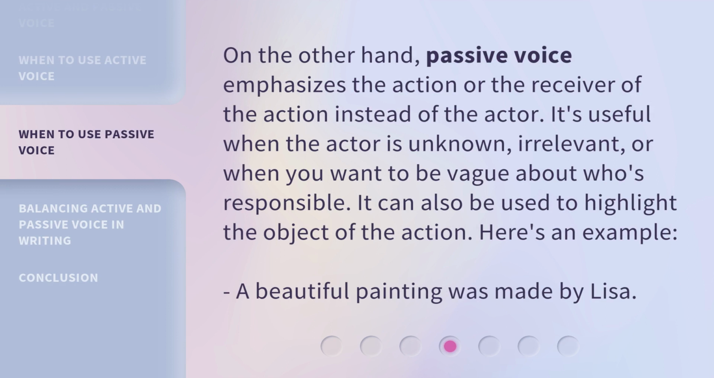On the other hand, passive voice emphasizes the action or the receiver of the action instead of the actor. It's useful when the actor is unknown, irrelevant, or when you want to be vague about who's responsible. It can also be used to highlight the object of the action. Here's an example. A beautiful painting was made by Lisa.